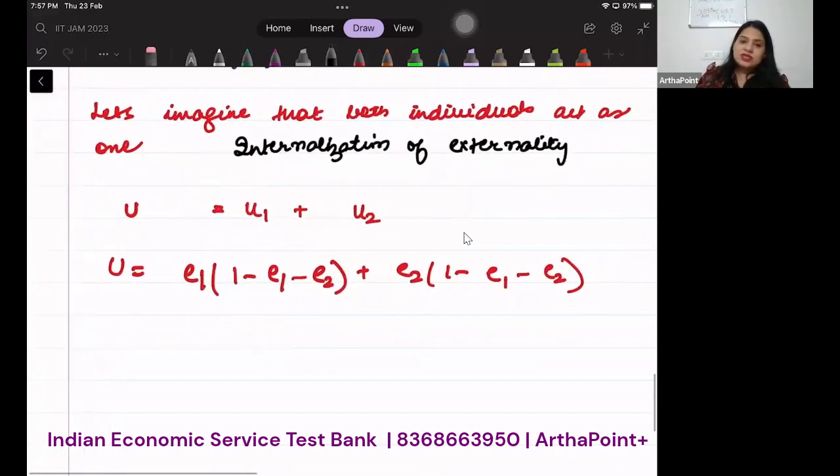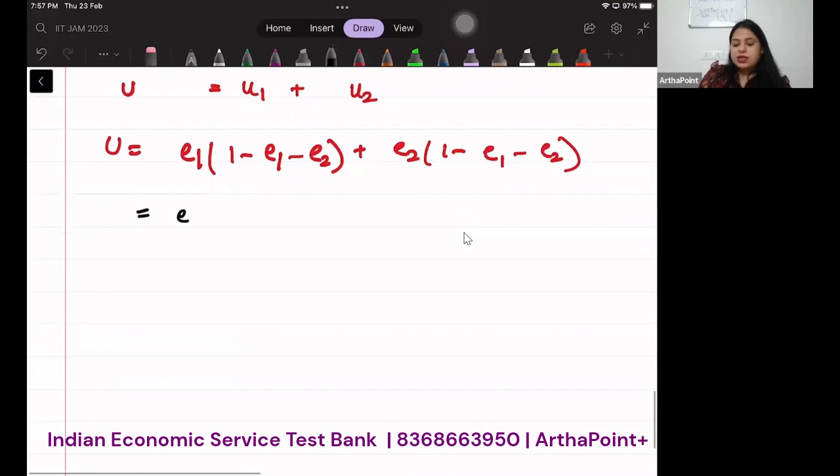Now what will we do in this case? We will find the utility. It will be E1 minus E1 square minus E1 E2 plus E2 minus E1 E2 minus E2 square. This is my utility.